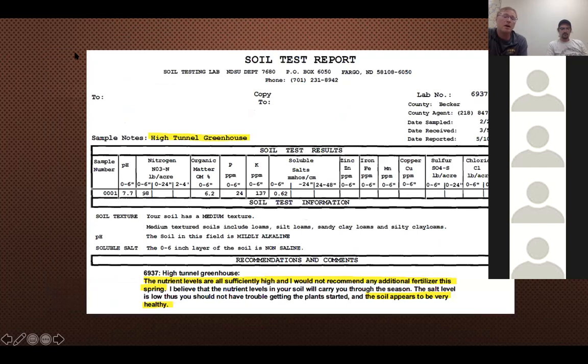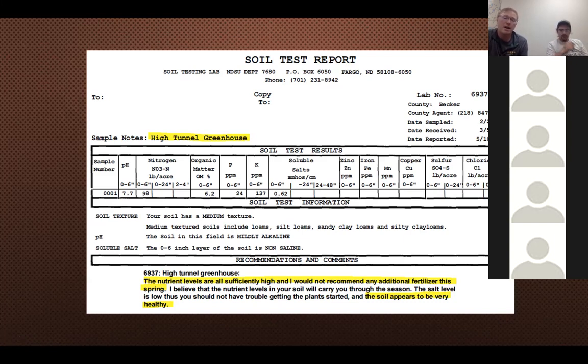So this is an example of a soil test that came back for a high tunnel. This is actually from a high tunnel that my dad has on his farm. The thing with a high tunnel is that you're growing in the natural soil profile. Some folks are hauling in materials, but this material is native soil underneath where you decide to put the high tunnel. He asked for the basic test, and the response from the test is that these nutrient levels are all sufficiently high, and NDSU didn't recommend any additional fertilizer in the spring.